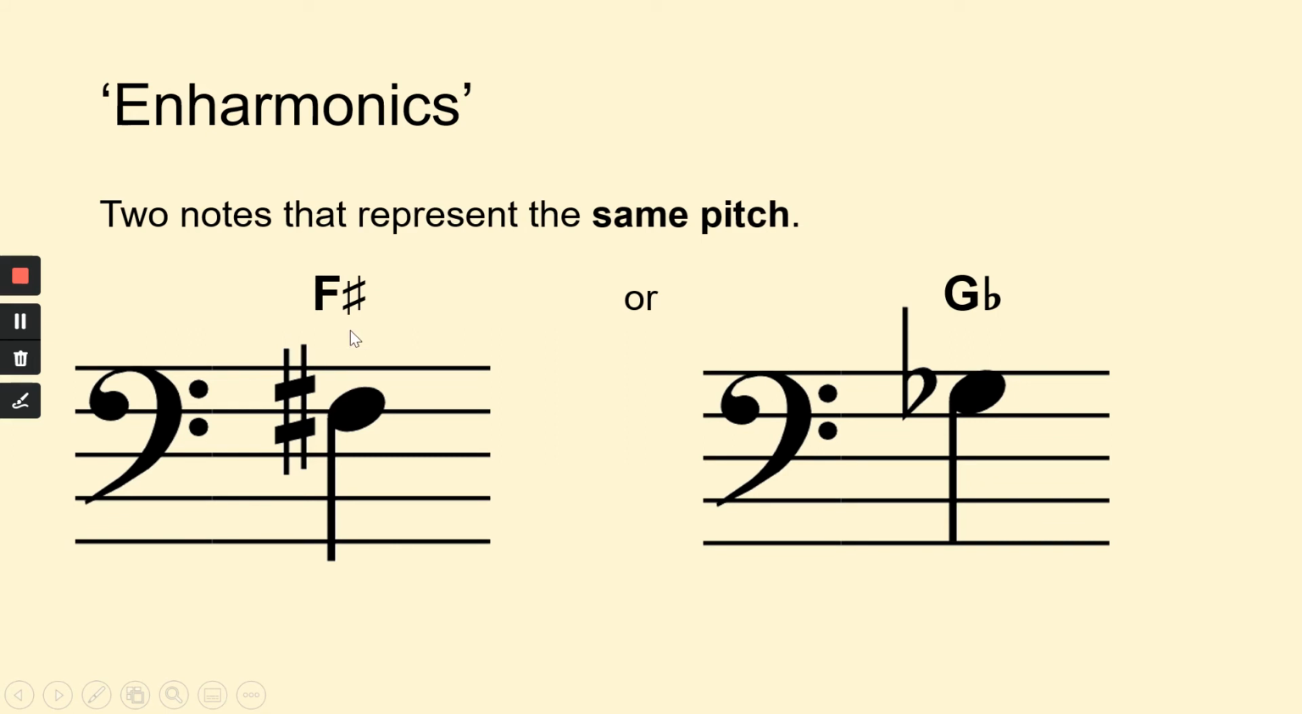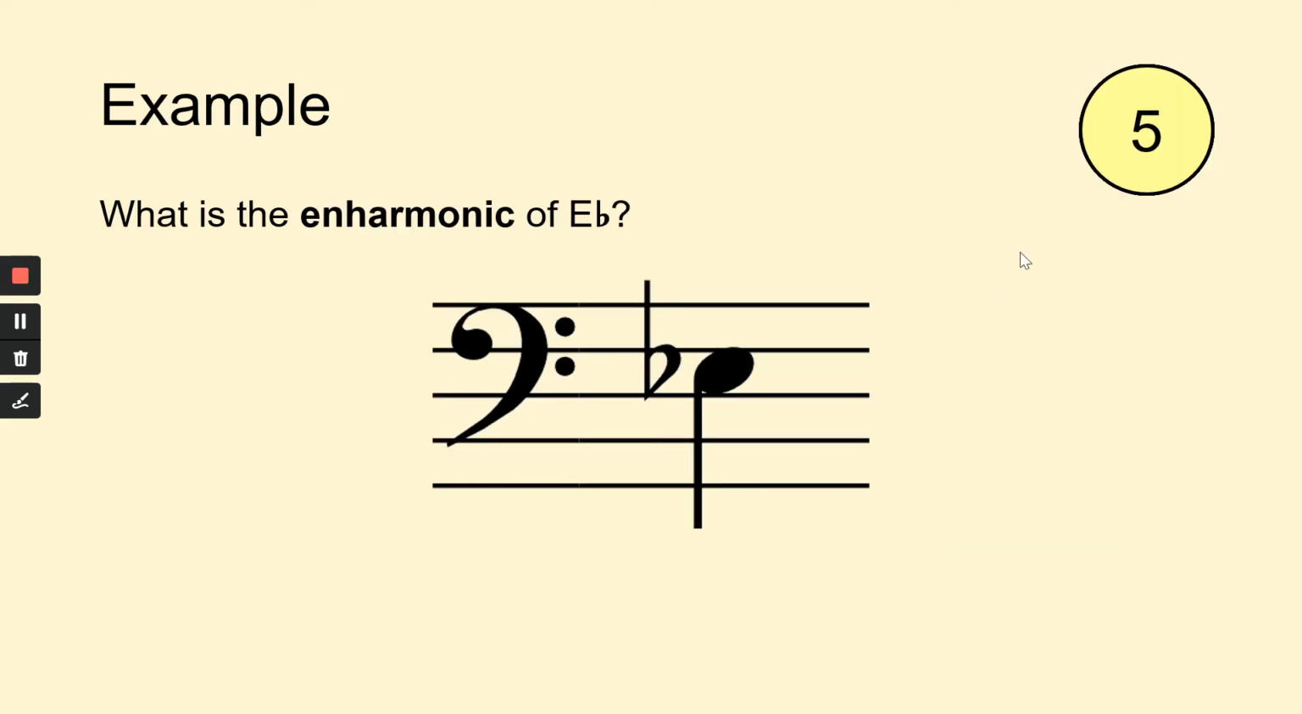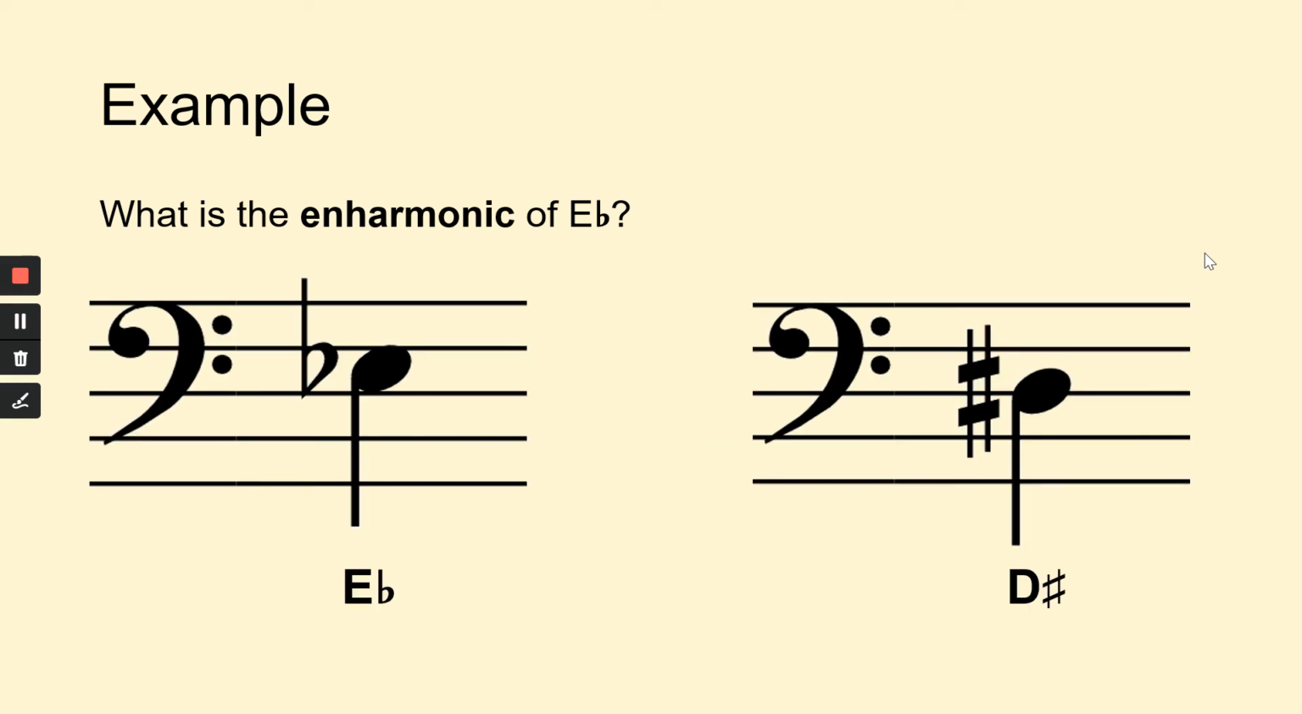Here's another example. Here we have an F sharp, just above an F, and a G flat, a little bit below G. It's the same pitch, so these are going to be enharmonics. Let's practice identifying some. What is the enharmonic of an E flat? So an E flat is a little bit below E, which is the same as being a little bit above D, D sharp. So its enharmonic is a D sharp, the note between D and E.